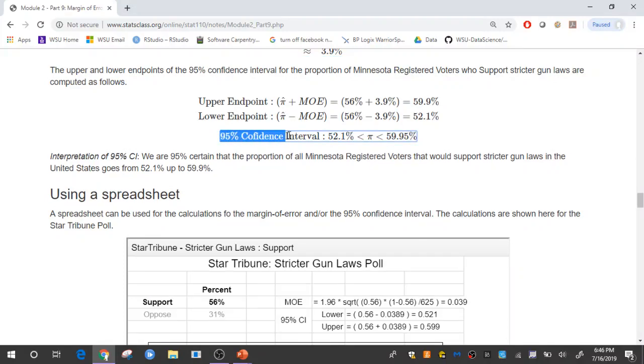Oftentimes these confidence intervals are written as I have highlighted here. So that parameter value again is just going to be the proportion of all Minnesota voters who would support stricter gun laws. That's what that pi is representing. Now, I don't know what that proportion is for all Minnesota registered voters, but I know that that value should be, or at least I'm 95% certain, that that value will be between 52.1% and 59.9%.